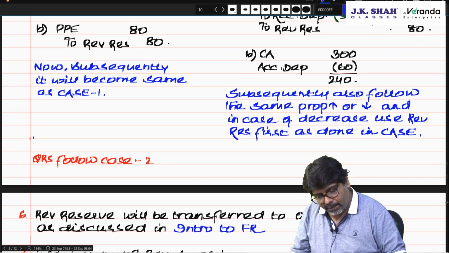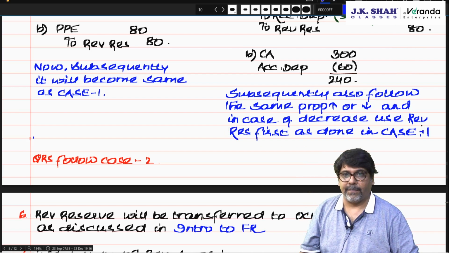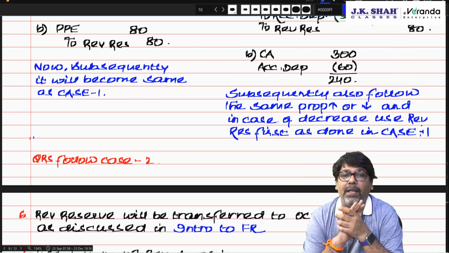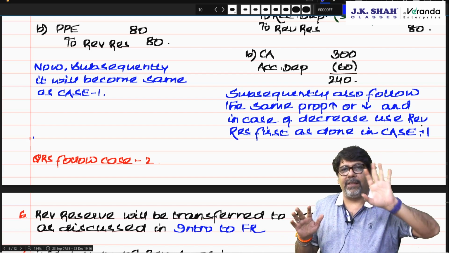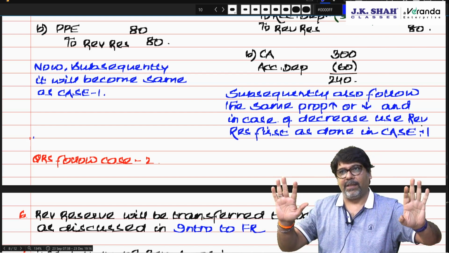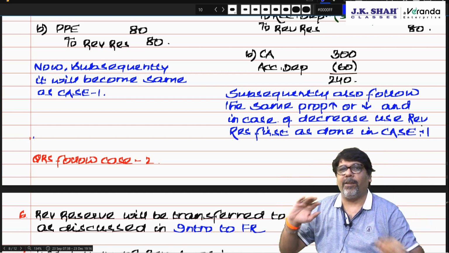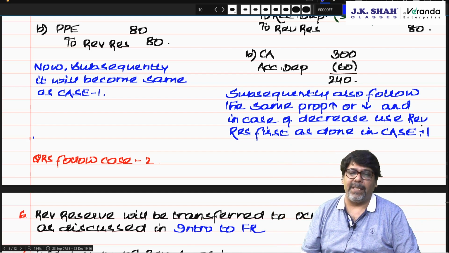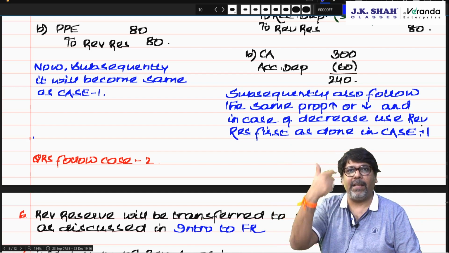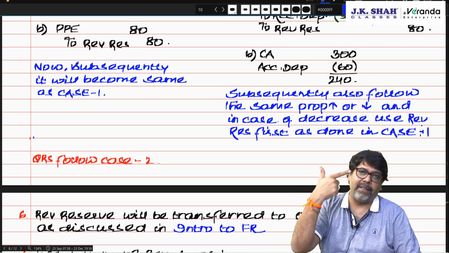As done in case 1. Correct? So charted, in case of revaluation there are two methods, without provision and with provision. With provision, two options: elimination of accumulated depreciation or proportionate increase or decrease. Am I clear? If nothing is mentioned, you will follow accumulated depreciation and proportionate.